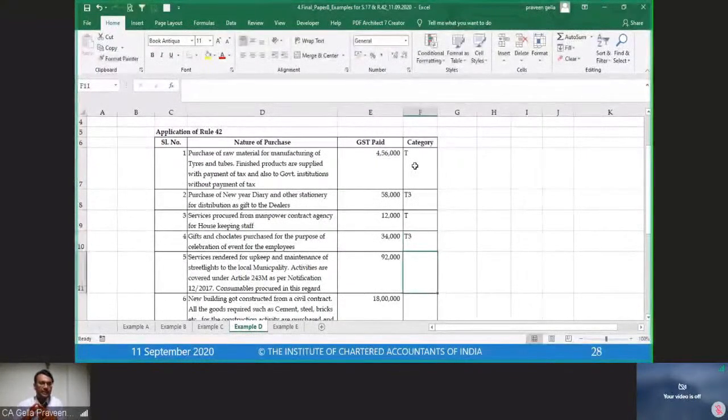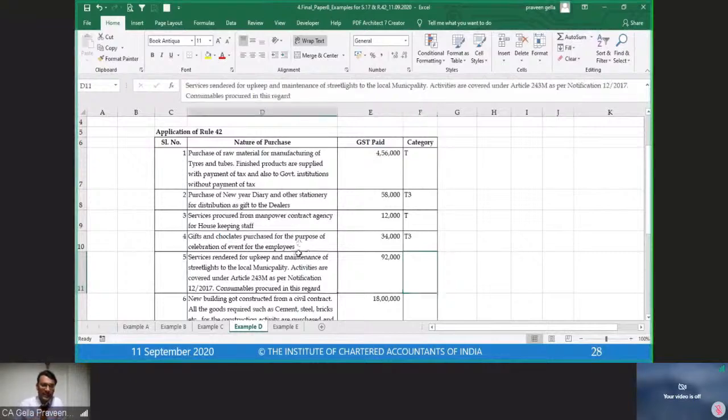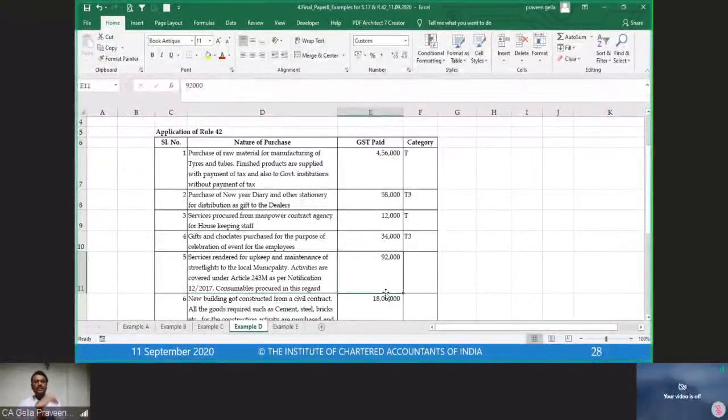Services rendered for upkeep and maintenance of street lights to the local municipality. Activities are covered under Article 243W as per notification 12 of 2017. Consumables procured in this regard, on that I have paid GST of 92,000. Now, for a moment, I'll explain what this is.